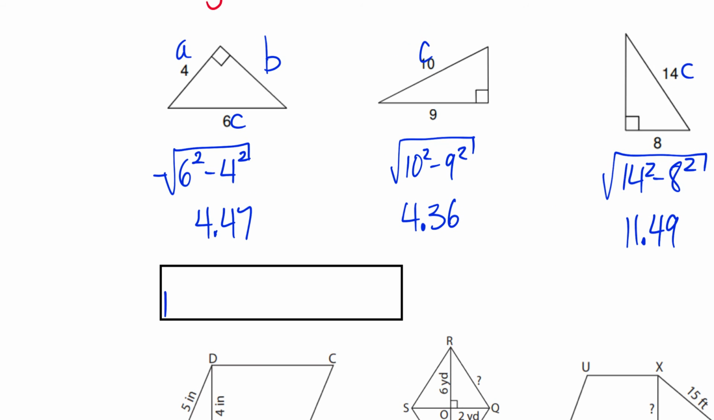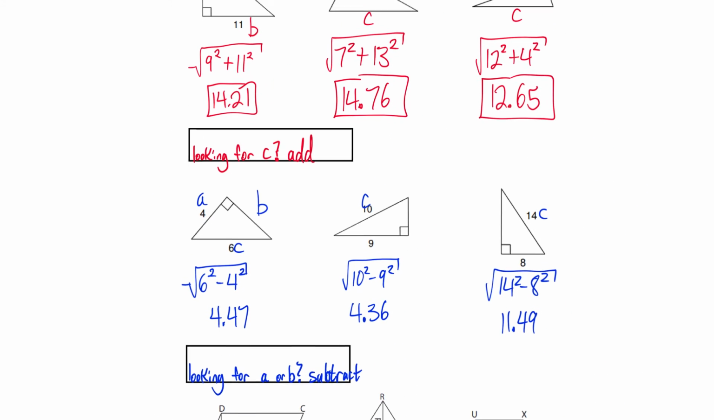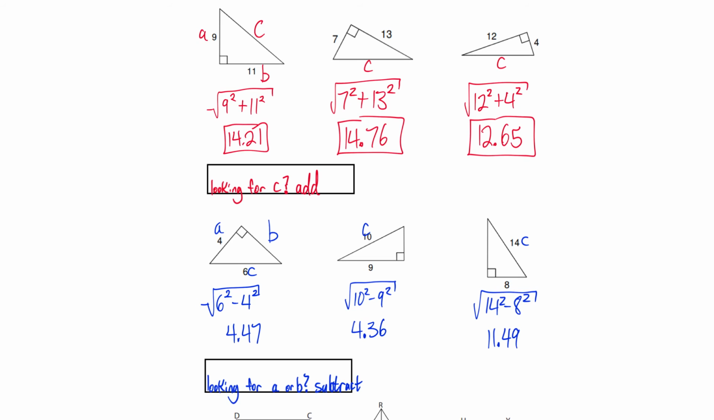Okay, so if you are looking for A or B, then you're going to subtract. That's the only difference. And it makes sense because when you're looking for A or B, you're looking for a smaller side than this side. So that's why you subtract, because you're looking for a smaller side. Up here, you're looking for the longest side, so you're adding to get to a longer side.